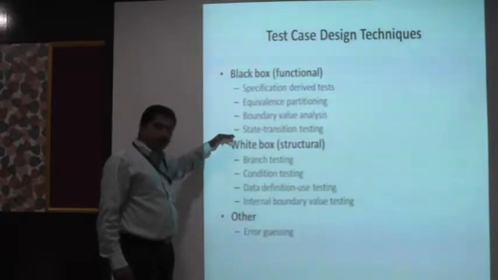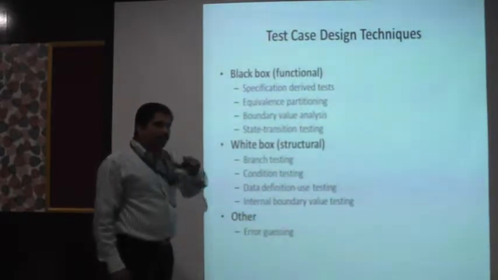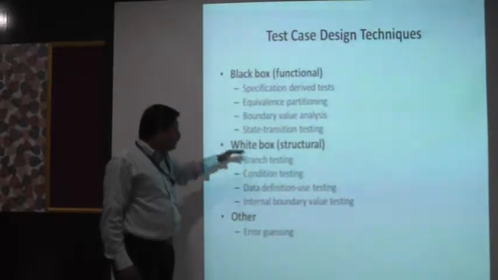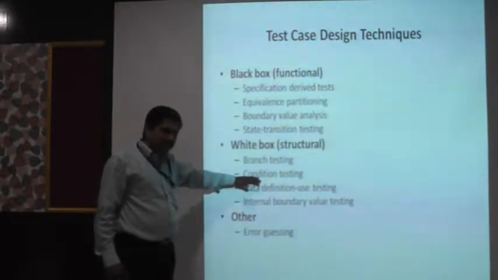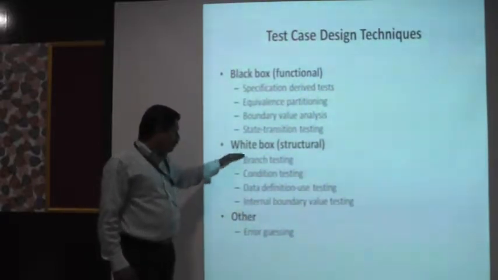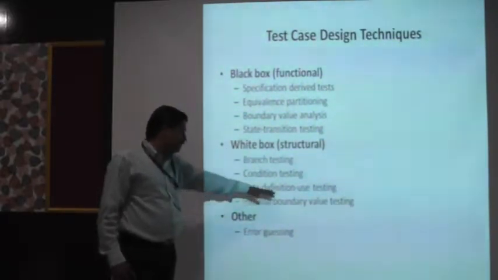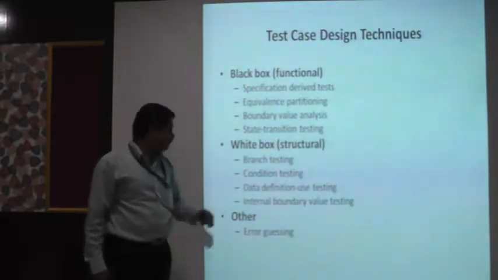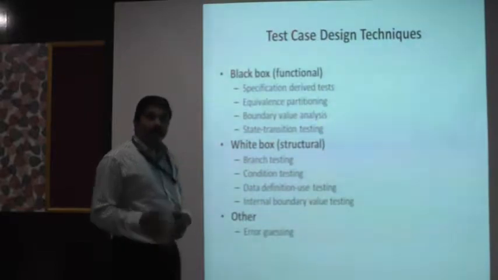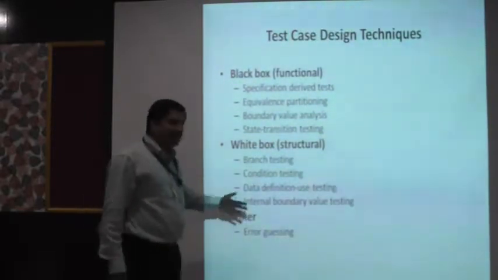And next, white box testing. As I said, the code is visible in white box testing. Here we have branch testing. We have condition testing, something like your if then else. We have data definition use testing. We have internal boundary value testing. And the other kind of testing is error guessing.